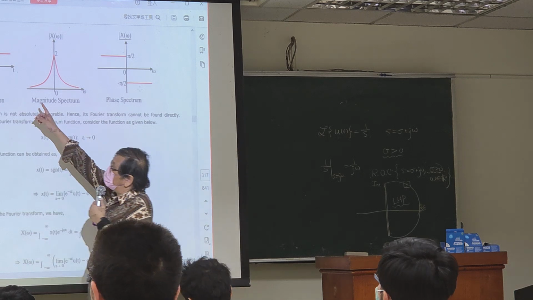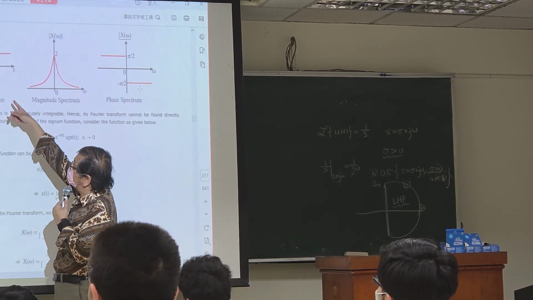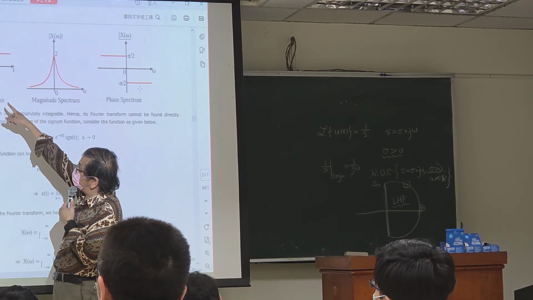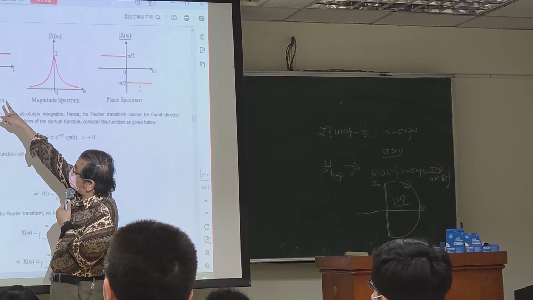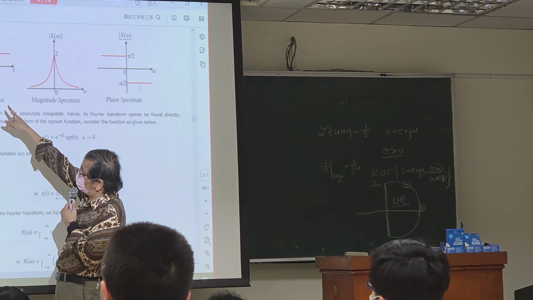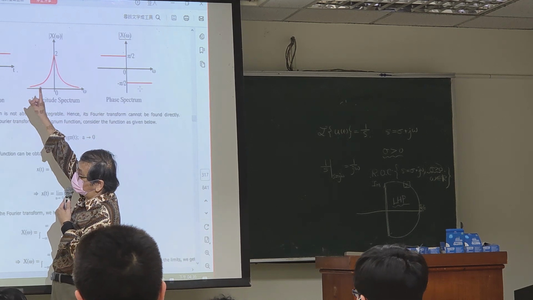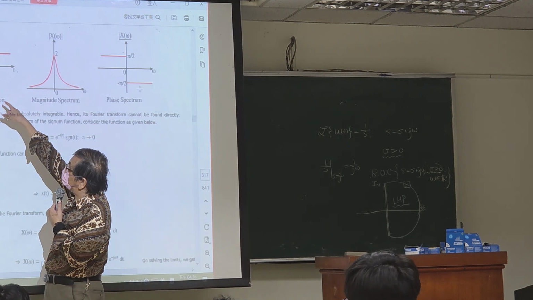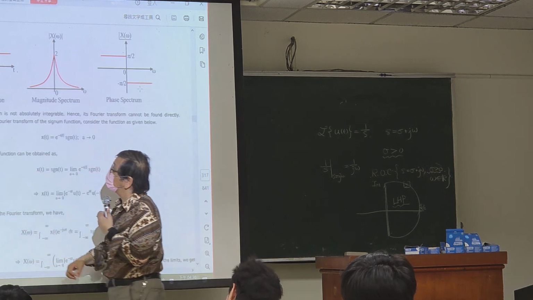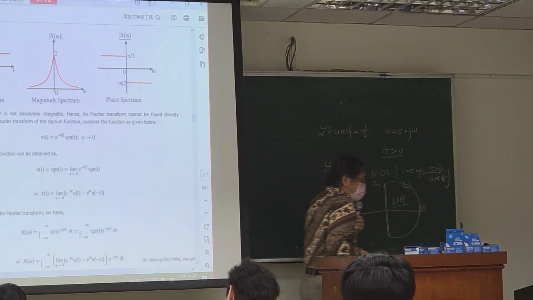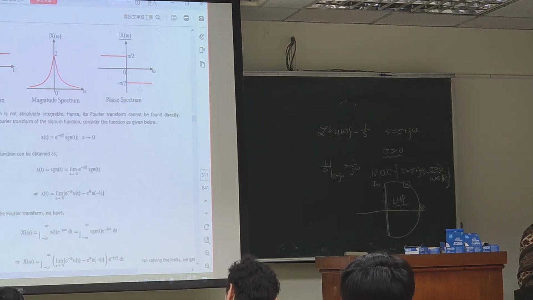So this is the sign function. We call that the signum function. When t is negative, the function value is negative 1. When t is positive, the function value is positive 1. When t is 0, the function value is 0. Okay?